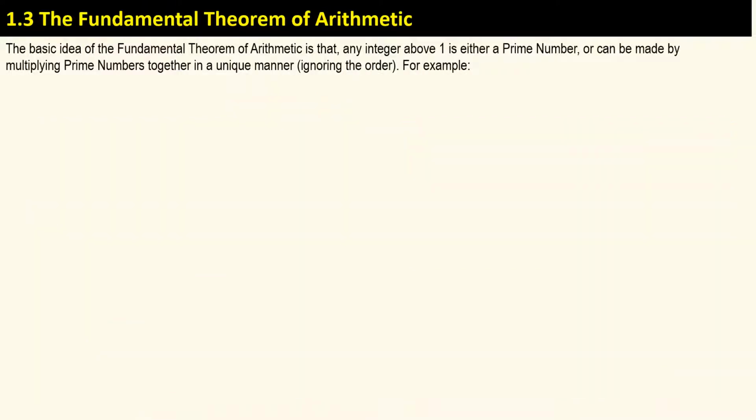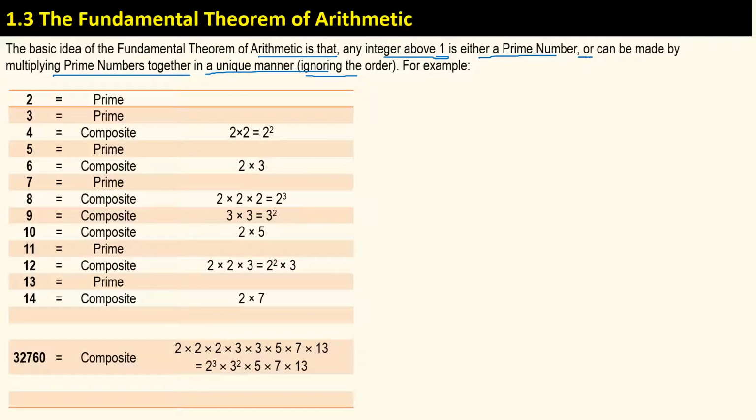Okay, so now let's talk about the fundamental theorem of arithmetic. The basic idea is that any integer greater than 1 is either a prime number or it can be made by multiplying prime numbers together in a unique manner. The manner is unique if we ignore the order. So 2 multiplied by 3 can be 3 multiplied by 2 as well, and we ignore the ordering.